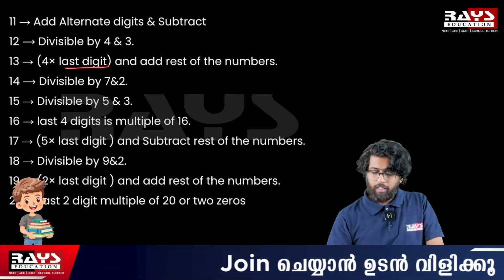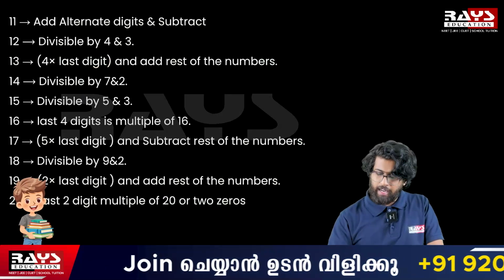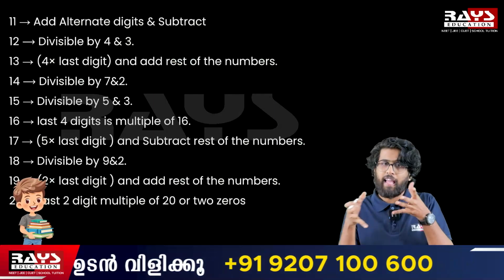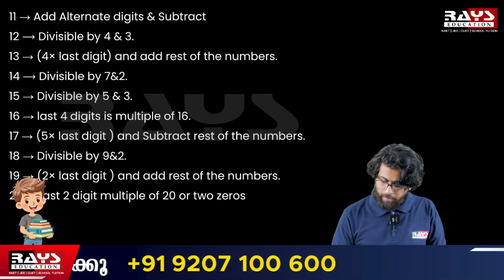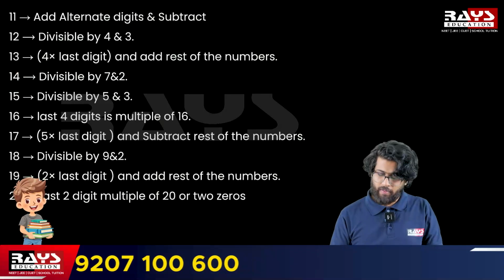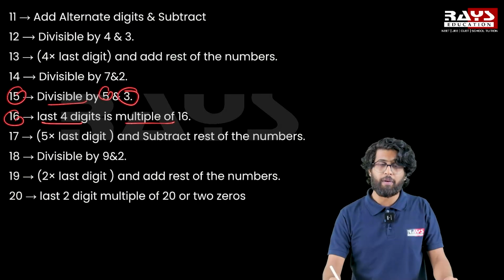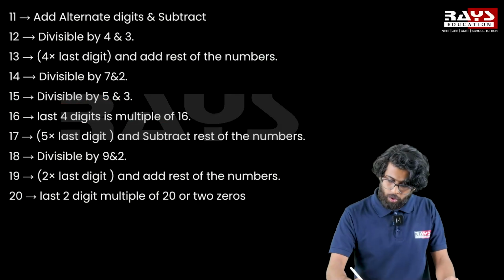13, 4 times the last digit and add with the rest of the number, and if the answer comes as a multiple of 13, then we can say the number is divisible by 13. 14, it should be divisible by 7 and 2. 15, it should be divisible by 5 and 3. 16, the last 4 digits should be a multiple of 16 or 4 zeros.